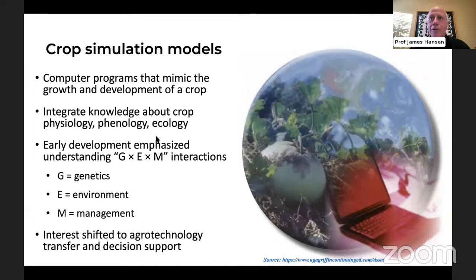As that work matured, as crop models advanced in their capability of capturing these interactions, that capacity opened up a lot of interest and opportunities to use them for decision support, for transferring technologies that have been developed or tested in one location to new environments that may have different climate and soils. And the applications of crop simulation models have proliferated and right now are very, very broad.